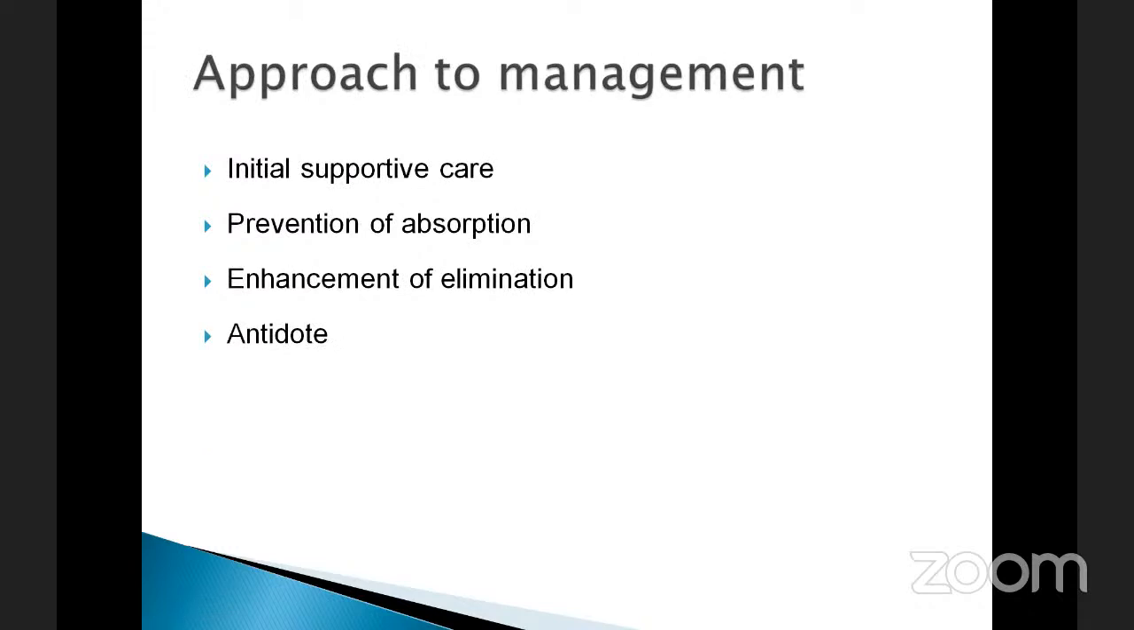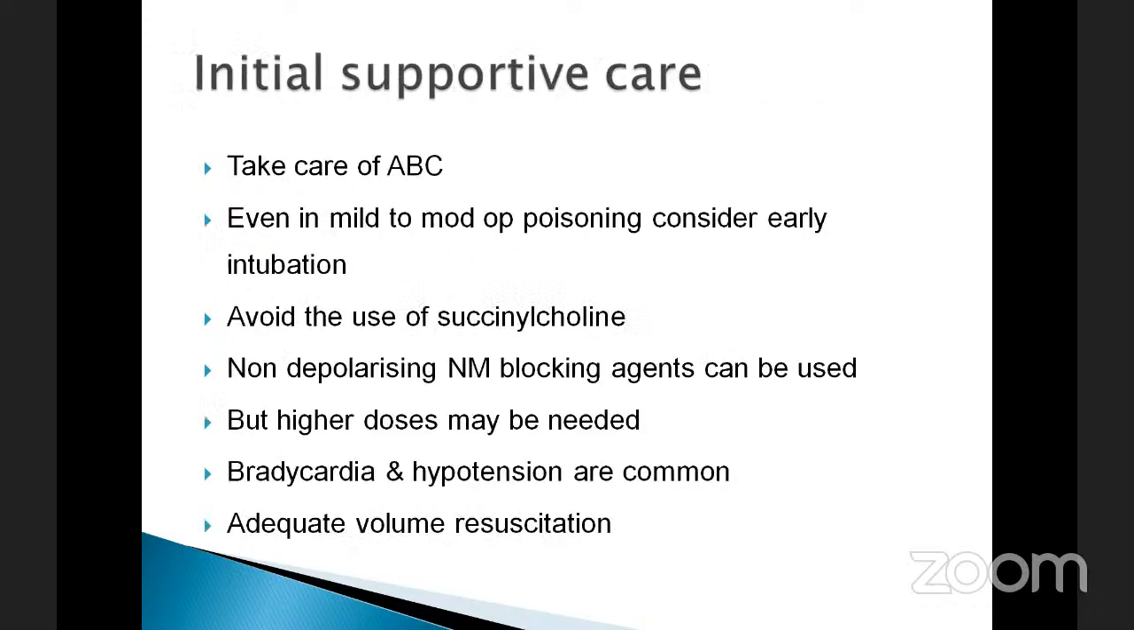This is the approach to the management mainly for OP poisoning, which includes initial supportive care, prevention of absorption, enhancement of elimination, and delivery of antidote and treatment. In initial supportive care, as in general poisoning, we need to take care of airway, breathing, and circulation. In OP poisoning, even in mild to moderate poisoning, intubation should be considered.